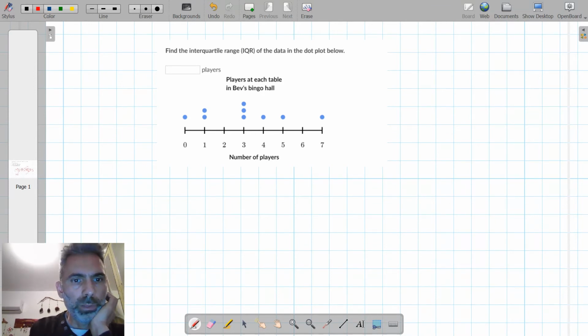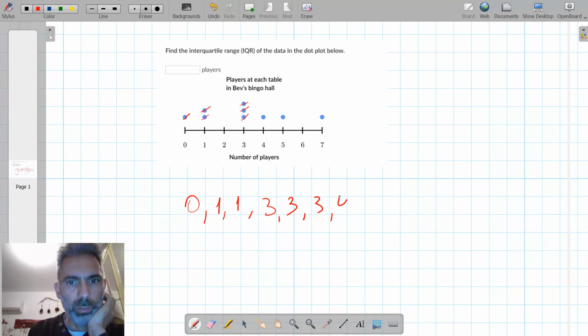Okay, so let me write this data. So we have one table with 0 players, 2 tables with 1 player, 3 tables with 3 players. Okay, one table with 4 players, one table with 5 players, and one table with 7 players. How many data points do we have? 1, 2, 3, 4, 5, 6, 7, 8, 9.